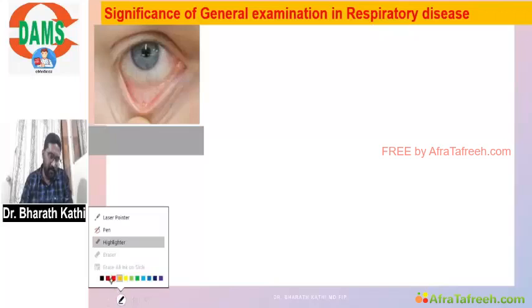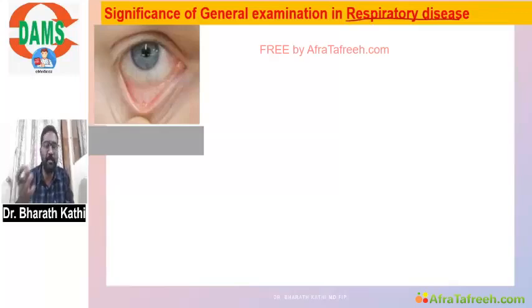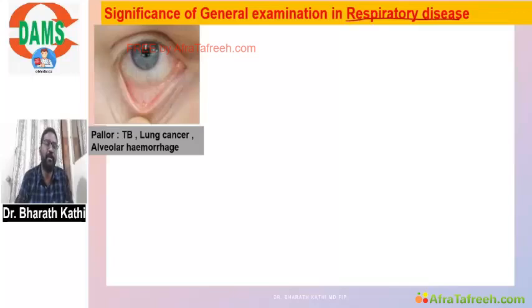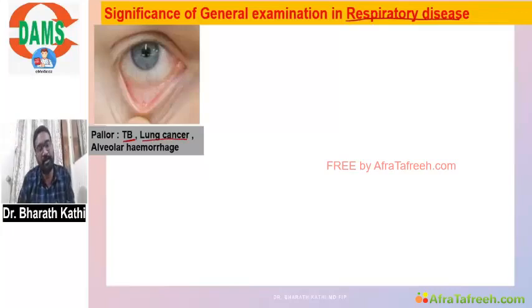Now the examiner, if he is very smart, will ask you, so what is the relationship of pallor in respiratory disease? Can anybody tell me? Pallor generally indicates anemia. So what can cause anemia in a patient with respiratory disease? Especially tuberculosis, which can involve the bone marrow and cause anemia. Lung cancer, because of some paraneoplastic syndromes, can cause pallor. And alveolar hemorrhage can cause pallor.